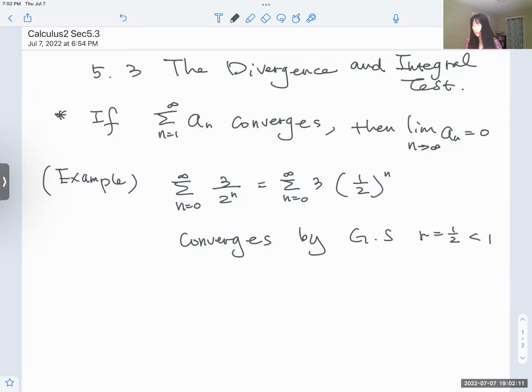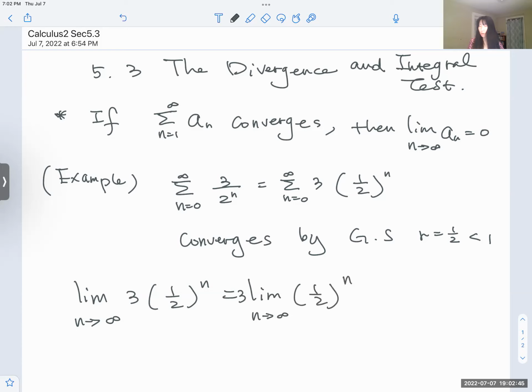All right, then we're going to show that if the infinite series converges, then the limit equals 0, okay? So let's take the limit when n approaches positive infinity of 3 times 1 over 2 to the n. Where's the n? n is here, so we can take the 3 out, or you can just leave it there, that's fine too. And 1 over 2 to the n power. So when n approaches positive infinity, what do you get?